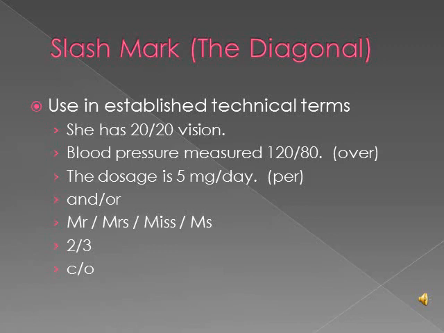The dosage is 5 milligrams per day. Again, we use that diagonal or slash mark to substitute the word per. And/or, and diagonal or. You can look at the other examples there too, such as the fraction 2/3, and care of, C/O. Those are some of the rules about using a slash mark or the diagonal.